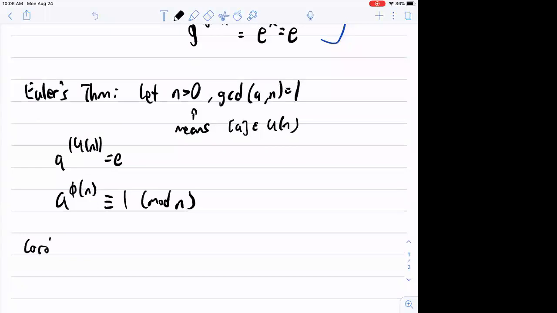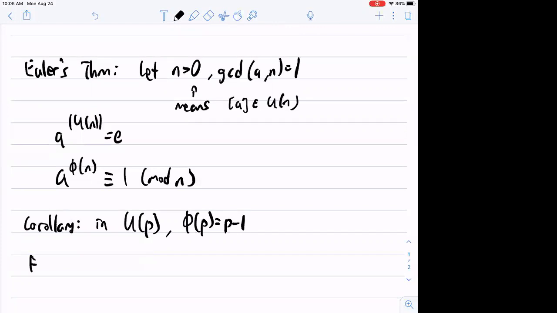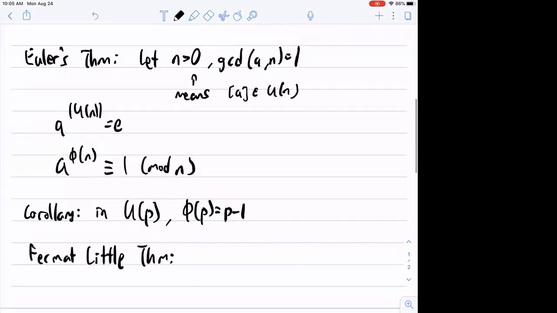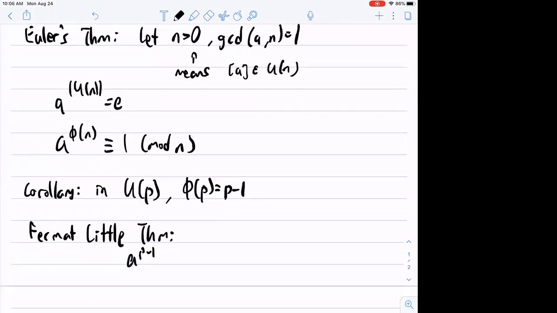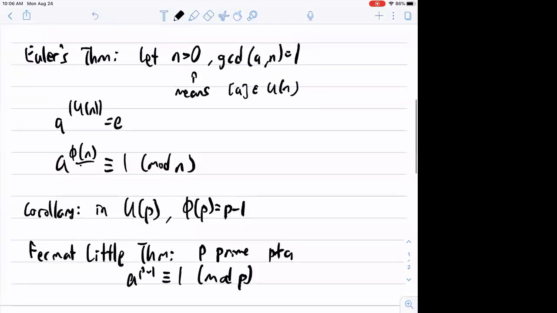So a corollary is in U of p, in Z mod pZ, remember, phi of p is p minus 1. So you have Fermat's little theorem, which is pretty much a corollary of Euler's theorem. It's a to the p minus 1, because in this case phi of p is p minus 1, is congruent to 1 mod p. And this is for p prime. So in this case, p doesn't divide a is the same as GCD of a and p is 1, because p is prime.